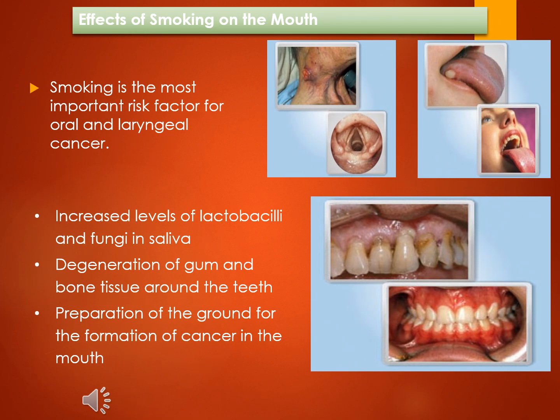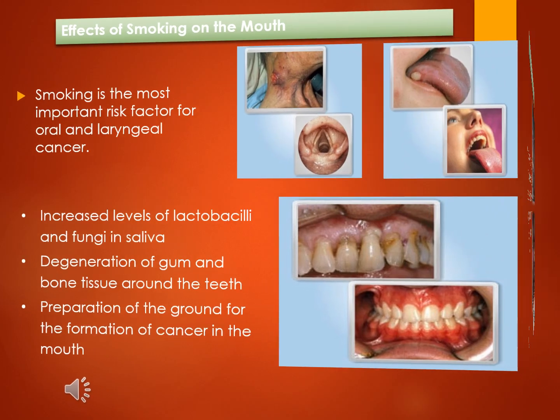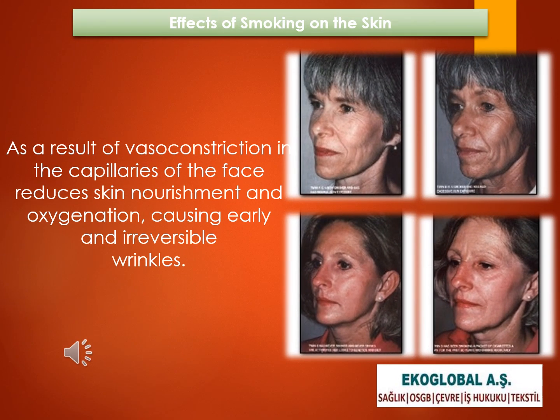Smoking is the most important risk factor for oral and laryngeal cancer. Smoking increases the levels of lactobacilli and fungi in saliva and causes degeneration of gum and bone tissue around the teeth, preparing the ground for the formation of cancer in the mouth. As a result of vasoconstriction in the capillaries of the face, skin nourishment and oxygenation are reduced, causing early and irreversible wrinkles.